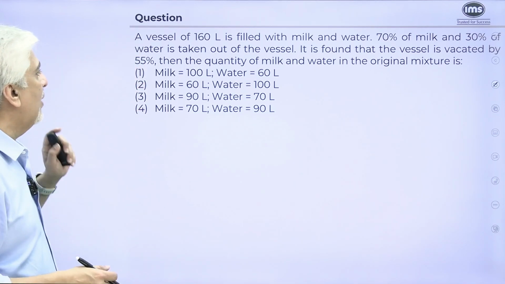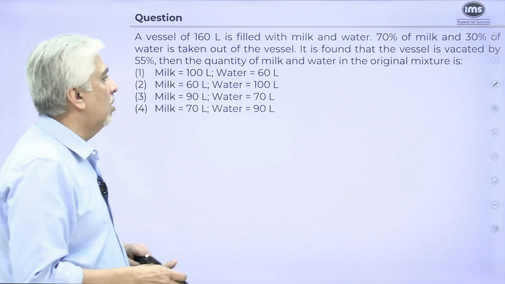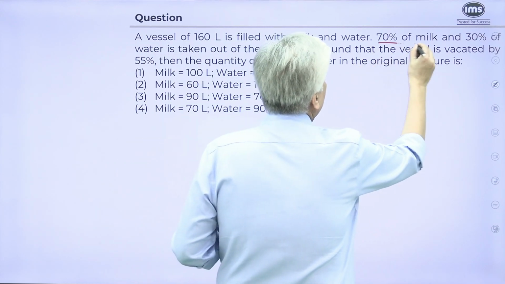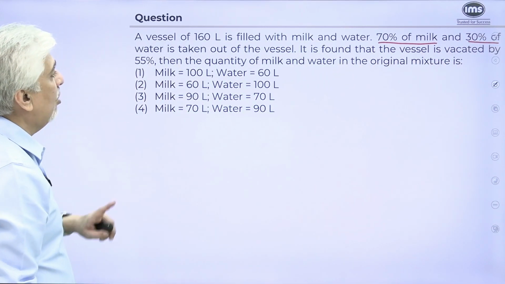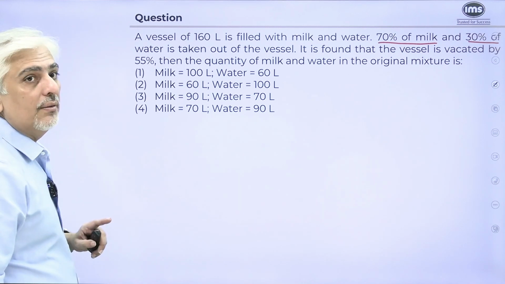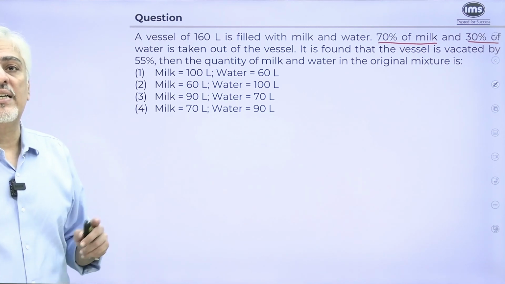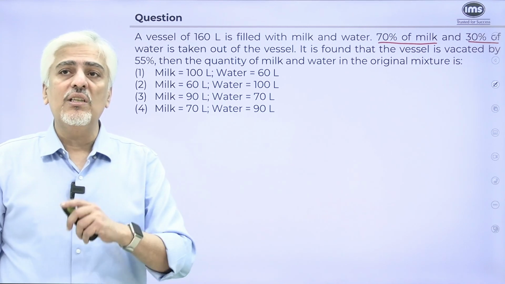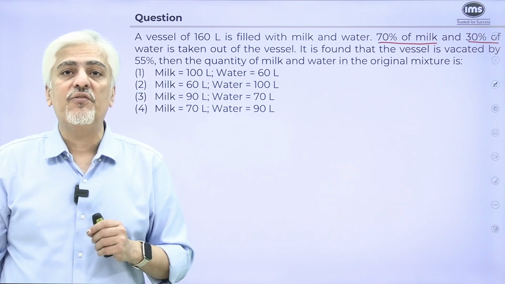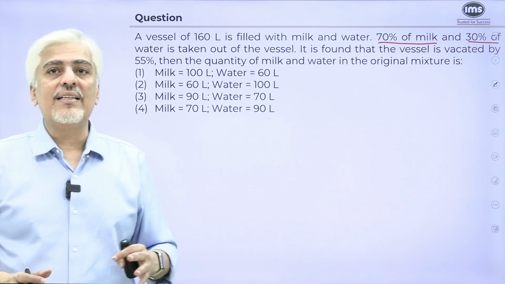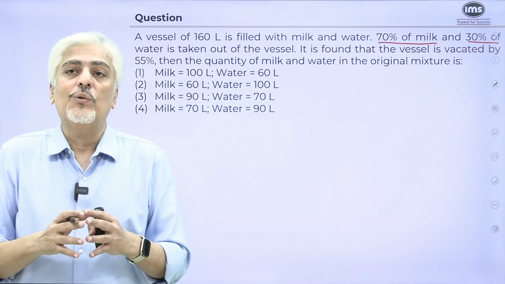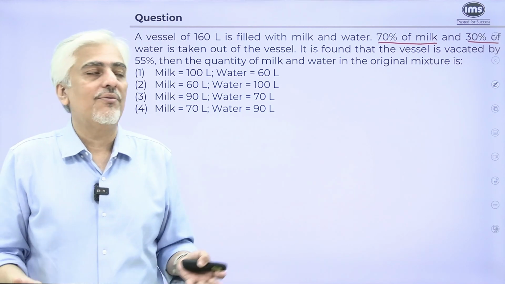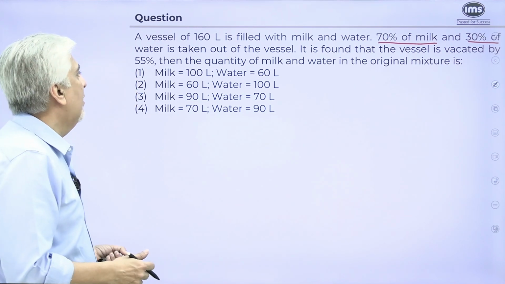A vessel which is 160 liters is filled with milk and water. Initially 70% is milk and 30% is water. Is taken out of the vessel. So we are going to remove 70% milk and 30% water. It is found that the vessel is vacated by 55%. Now first of all, understand that if it is filled with milk and water, you can't remove separately. But since the question told us to do that, we are going to do it. We have no choice.